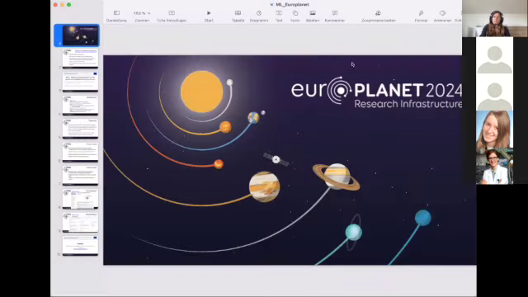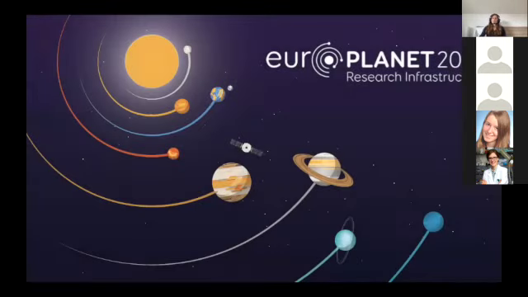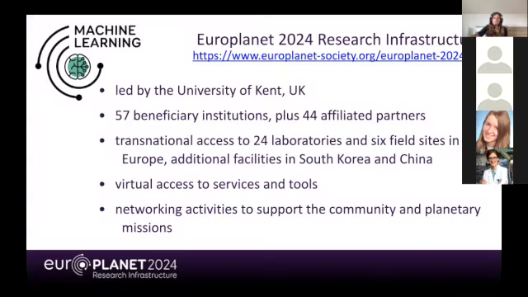But before Hannah, Martin, and Rachel delve into their work, let me briefly introduce to you a Horizon 2020 project, which is called Europlanet 2024 Research Infrastructure and its machine learning activities. So Europlanet actually has already a long-standing tradition in Europe. It has been funded by the EU for more than 15 years, definitely. The current Europlanet project is led by the University of Kent, and there are about 60 beneficiary institutions all across Europe and nearly as many affiliated partners all across the world.